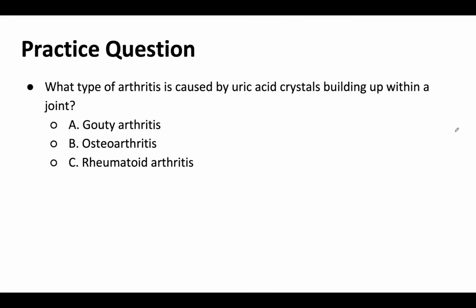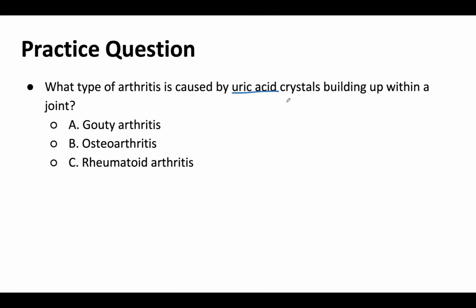All right, let's do a practice question based on this content. What type of arthritis is caused by uric acid crystals, or kind of from uric acid? It's going to build crystals and it will build up within a joint. So pause the video to think through, and when ready, let's discuss.